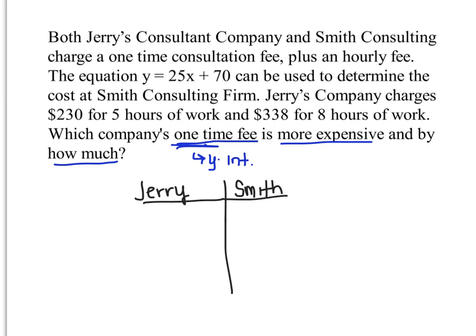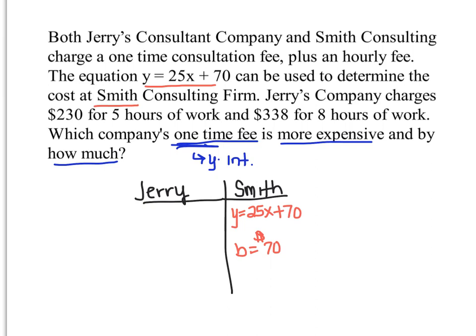So it gives me the equation 25x plus 70, and we have to read carefully. Can be used to determine the cost at Smith. So I'm going to write that under the Smith column. Just because it comes first doesn't mean it goes into Jerry's column. Out of these two numbers, my b, my y-intercept, is 70. So therefore, the consultation fee, the one-time fee, is $70.